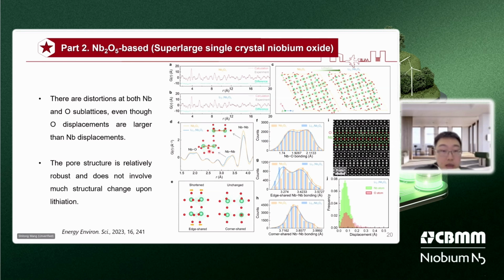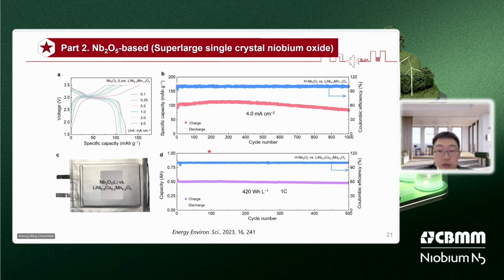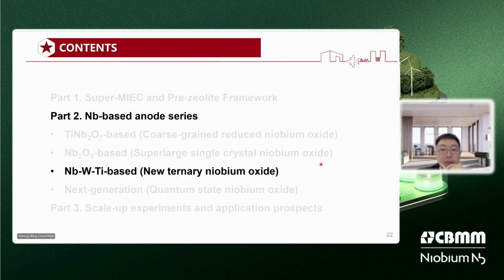So the full batteries using the niobium oxide as the anode and the LMNO or NCM622 as the cathode show excellent energy density together with the cyclability.